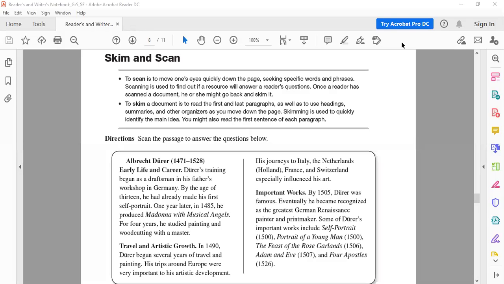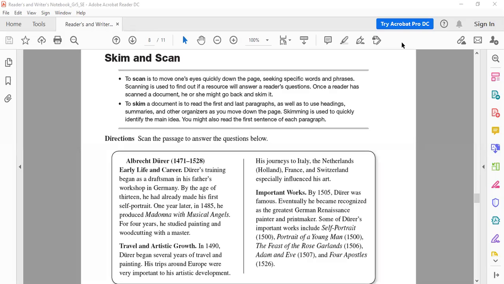Right now, we are going to complete and take the comprehension skill of skim and scan, and how we can use it in our reading. If we have a long passage or long book, and I want to have an idea about that book, but I don't want to read it all, how do I understand what the book is about? Then I have to use skim and scan.